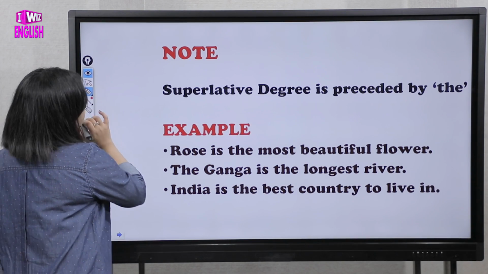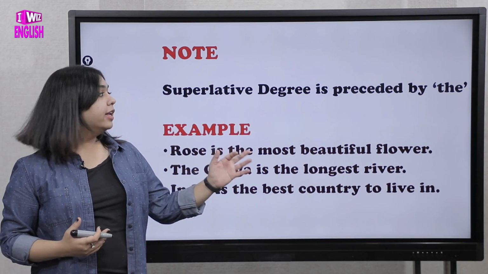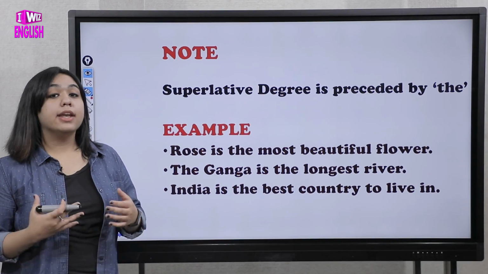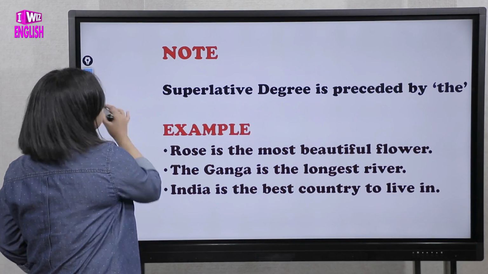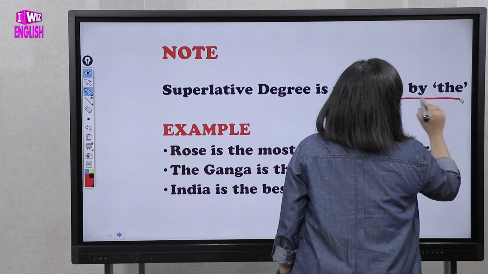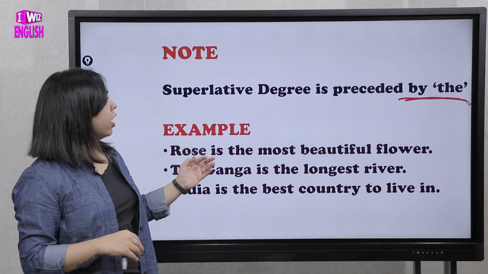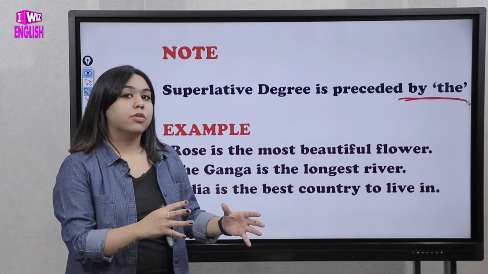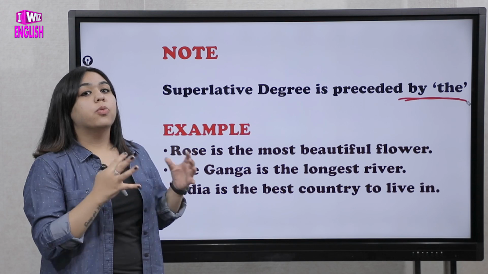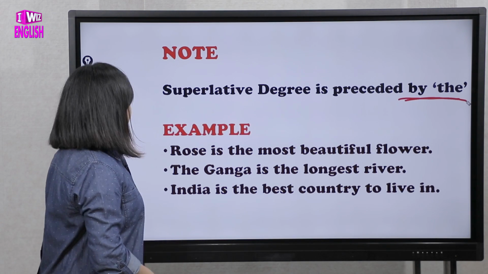There are some things that you need to note about the superlative degree. The superlative degree is always preceded by an article, and that article is the. That's a normal rule, a thumb rule. Whenever we use the superlative degree, we use the word the. For example, in the previous example also, we said the best guitar. So with the superlative degree, you have to add the article the. Let's get into the examples.